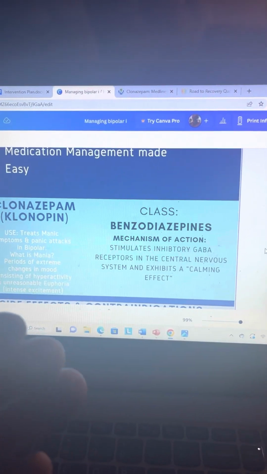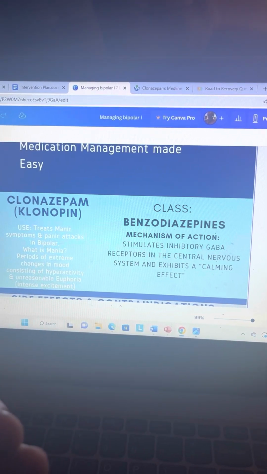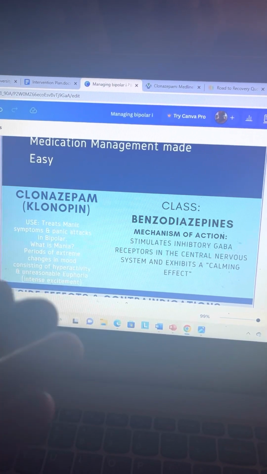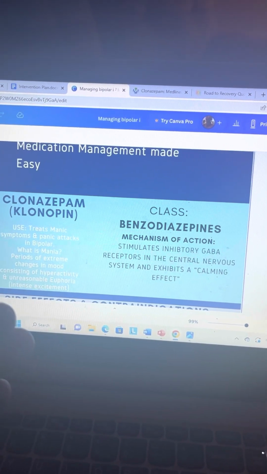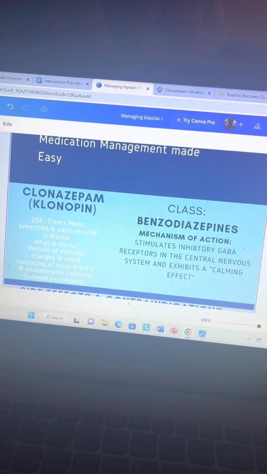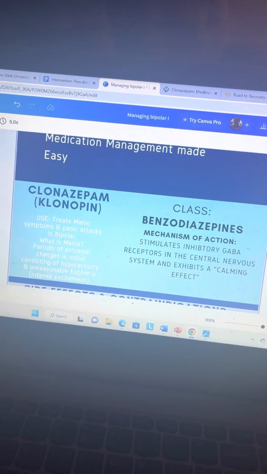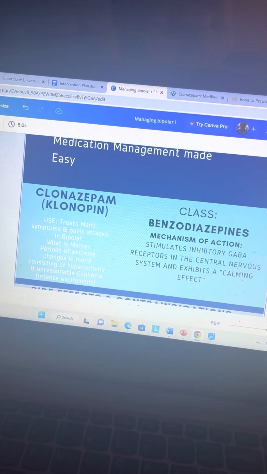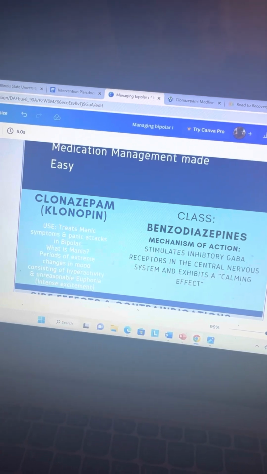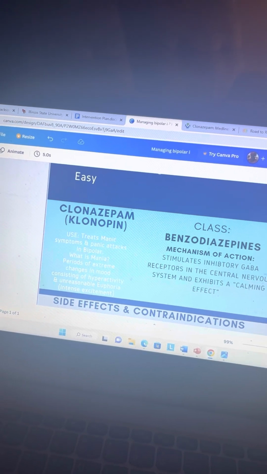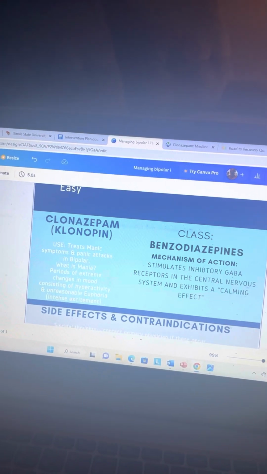And then I have the class over here, which is benzodiazepines, and I said the mechanism of action for this drug is to stimulate inhibitory GABA receptors in the central nervous system and exhibit a calming effect. That was the most simple way I could explain the drug. It has various neurotransmitters that it acts on. GABA is just the main one, and we learn in psych that it produces a calming effect. So I put that in quotes and thought that would be the easiest way for the patient to interpret the action of the drug.